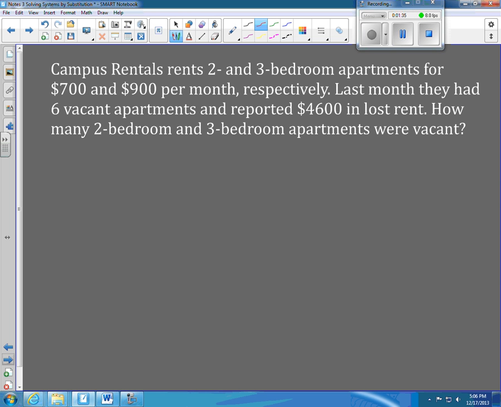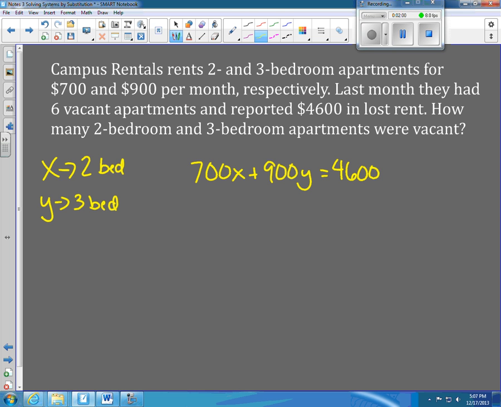So let's just choose that our x is going to represent our 2 bedroom apartments and our y is going to represent our 3 bedroom apartments. Okay, so let's deal with the money first. It is $700 for every 2 bedroom apartment and $900 for every 3 bedroom apartment. And that was equal to the $4,600 that we lost. And there are 6 apartments that were open. So we have our number of 2 bedrooms and our number of 3 bedrooms.